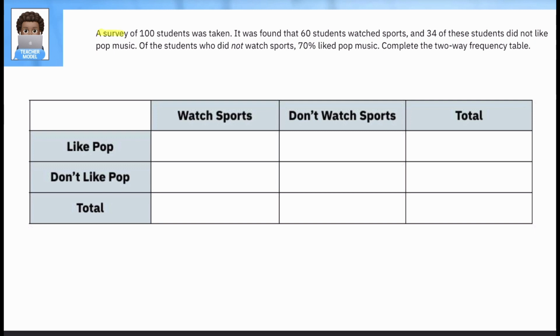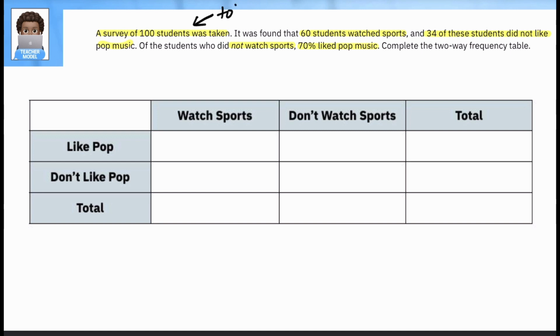A survey of 100 students was taken. It was found that 60 students watch sports. 34 of these students do not like pop music. Of the students who do not watch sports, 70 like pop music. Complete the two-way table. Okay, so what do we definitely know for sure?